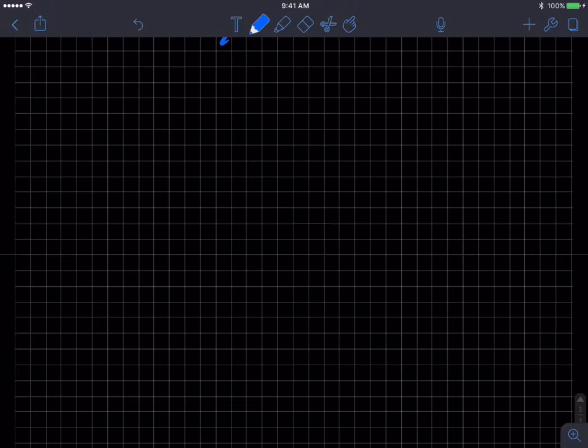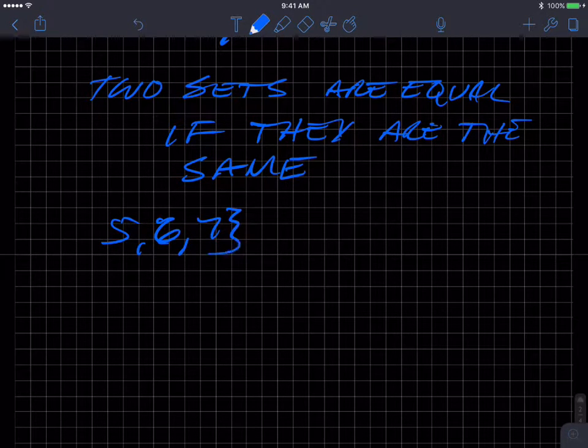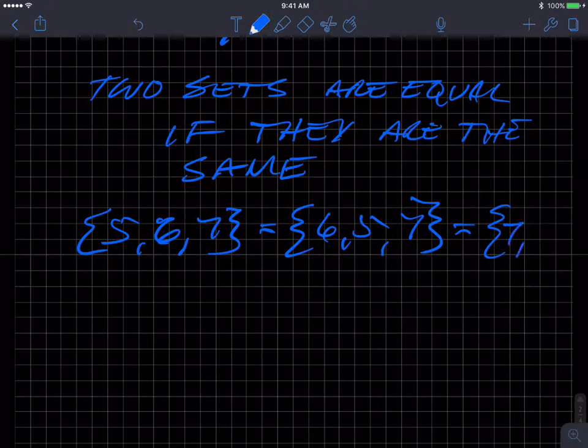Now, two sets are equal if they are the same. That's pretty easy. When I say same, I mean consist of the same elements. So {5, 6, 7} is equal to {6, 5, 7}, which is also equal to {7, 6, 5}, and so on, because the order does not matter. These elements still exist in the set. So think about it. I had three people, Bob, Joe, and Frank. It doesn't matter how they're standing or where they're standing. If they are in my set, they're in my set. So if the sets consist of the same elements, the sets are equal.